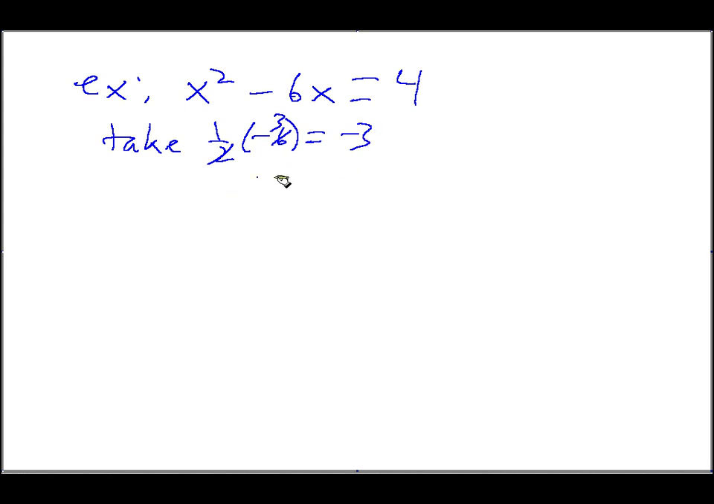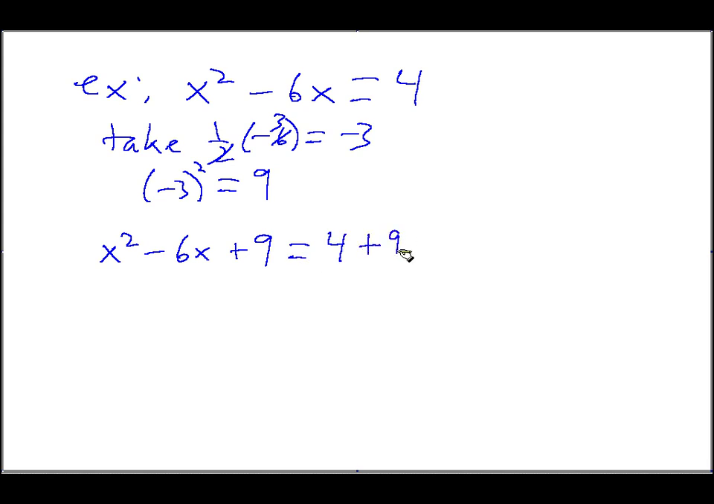Negative 3. What do I do with this negative 3? Well, I'm going to square it. Negative 3 squared is what? Positive 9. So I'm going to add the 9 to both sides of this equation. So this equation becomes x squared minus 6x plus 9. This number I'm going to add to both sides. 4 plus 9. Again, add the same number to both sides.